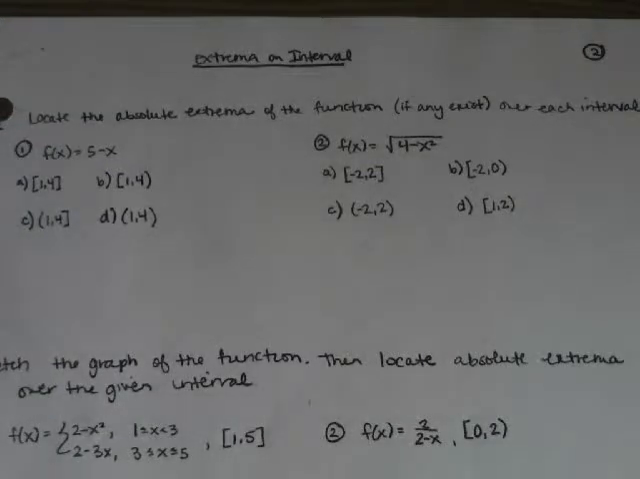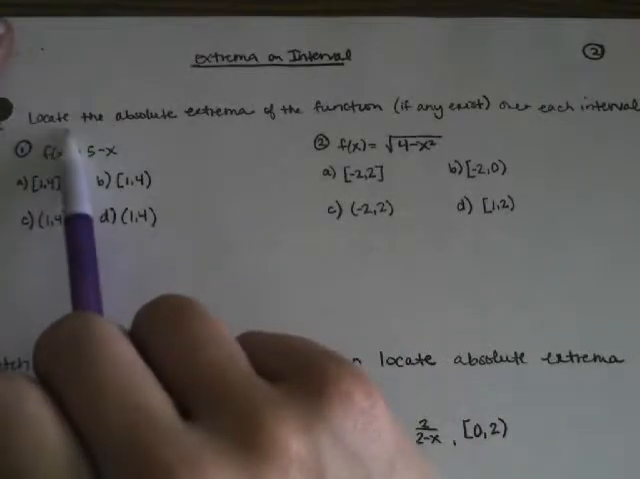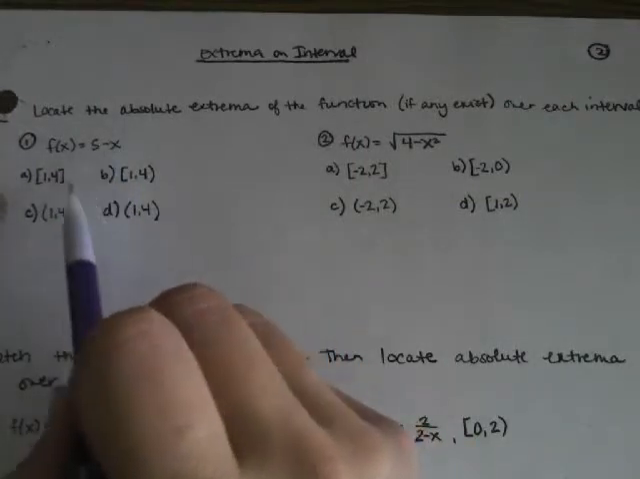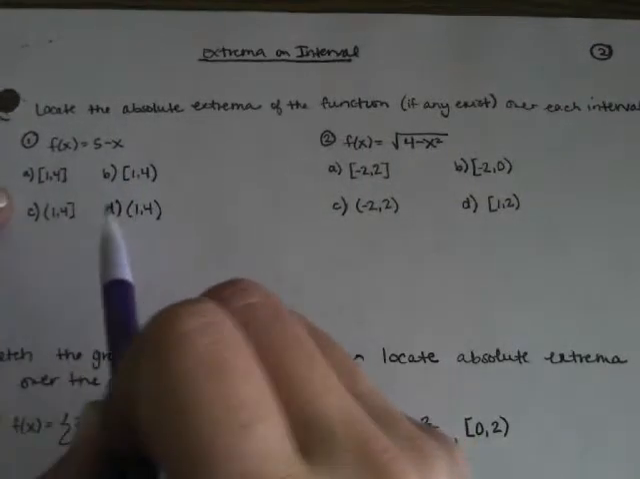So kind of piggybacking, nothing super new today. Maybe a little bit more reinforcement of yesterday's notes, but locating the absolute extrema of the function, if any even exists, over each interval. So this is like 4 different parts to the same problem.